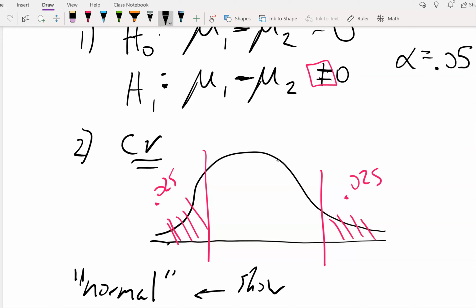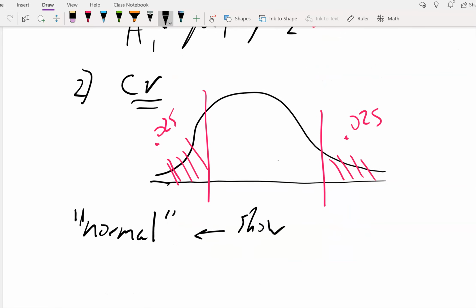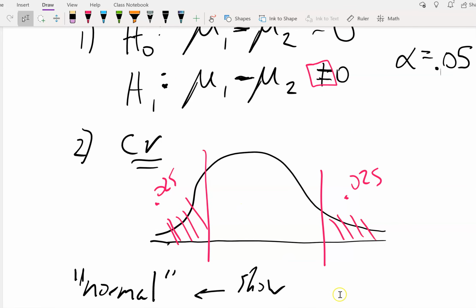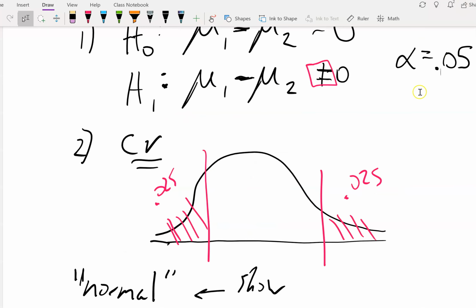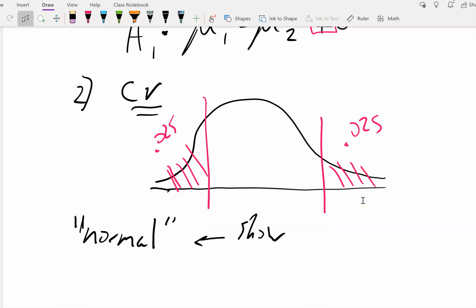Since your level of significance, alpha, is 0.05, that means the total area outside will be split in two at 2.5% each. And so the critical value, given that we are looking at, and let's be careful, let's go back to our formula sheet. We're looking at the t distribution. Because we're looking at the t distribution, this will be the t curve. That's very important. We're looking at the t curve right here.